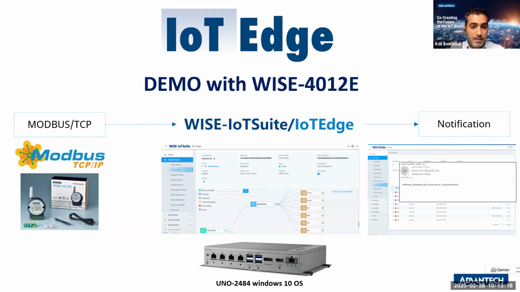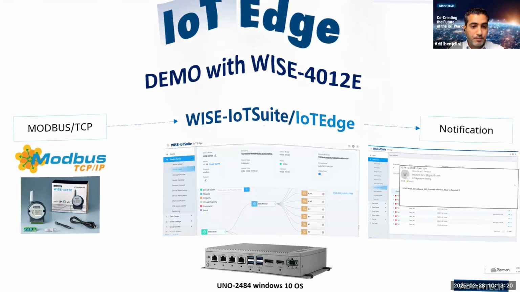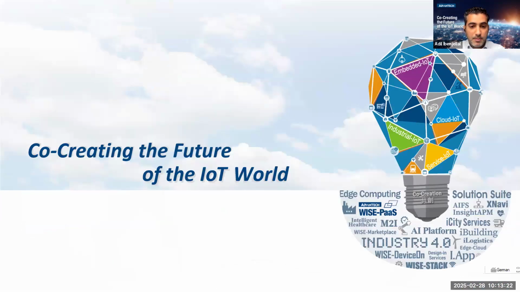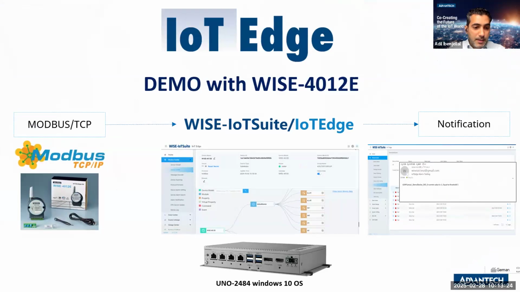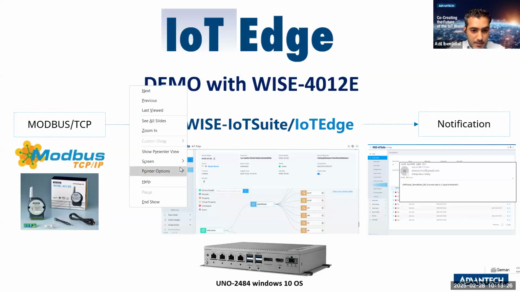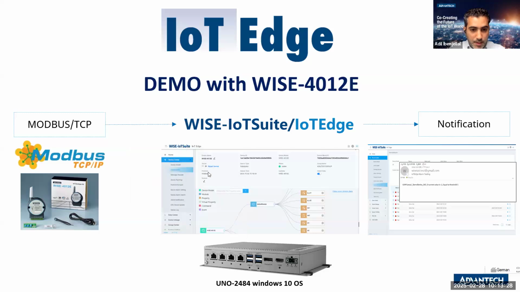Let me go back, let me go with the laser pointer. So here, as you can see, there is a small board where we can simulate analog inputs. It has two digital inputs, two digital outputs, actually relays, and two analog inputs with dip switch. I can adjust the voltage.